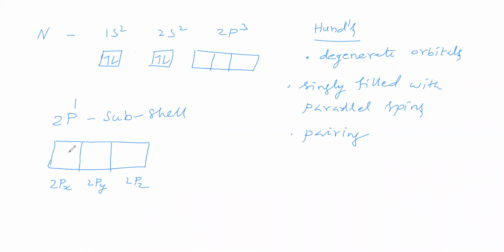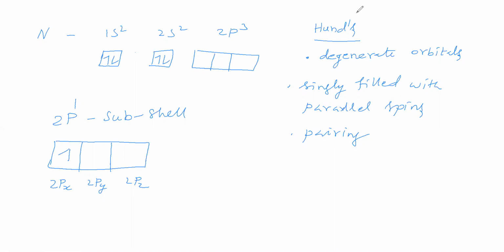You can give to 2px if you want, or you want to give to 2py, you give it to 2py. Or if you want to give to 2pz, you can give it. There is no rule. Anyone we can give. But what does the convention say? By convention, we have to write in the first orbital. So by convention, we are writing that first electron in the first orbital, in 2px.